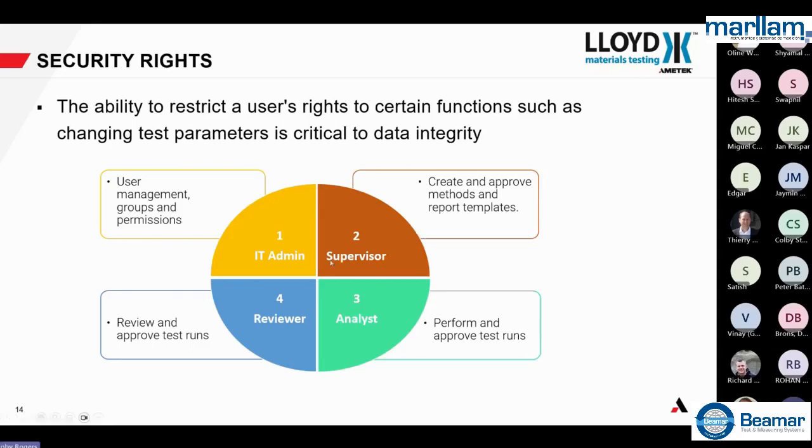In that aspect, we would then have supervisors in the system who are there to create methods and report templates. And we may have some analysts who perform tests. And then we may have some reviewers who review work and approve the test runs. And those groups 2, 3, and 4 have no access to group 1. So we're splitting the management of the system from the use of the system. So that's a critical thing to look for in a software.